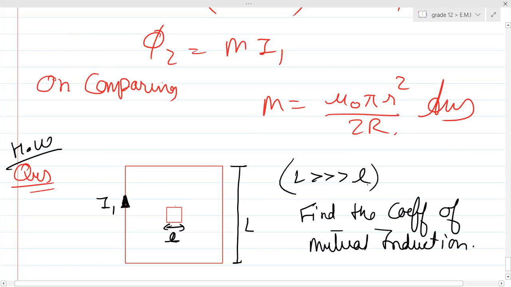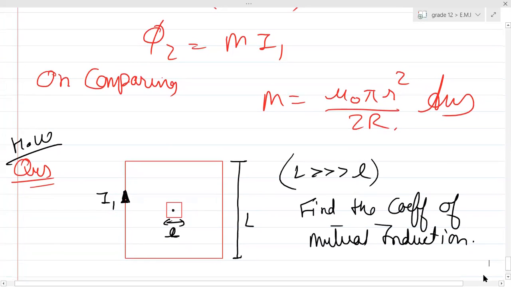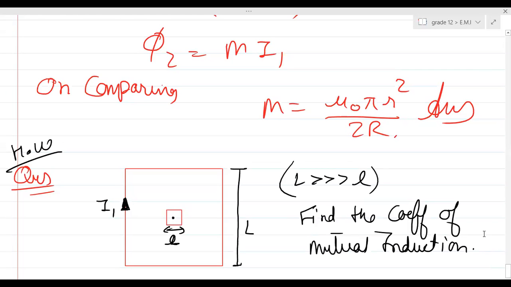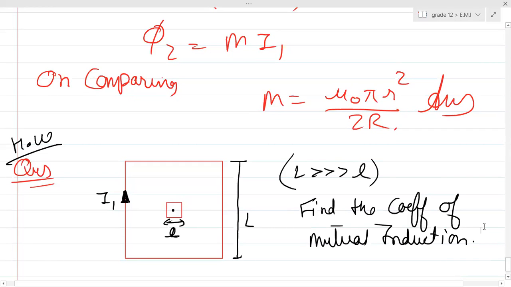And since I have taken this small l as very small, this smaller loop is very small, right? So we'll assume that the magnetic field is the same throughout the whole thing. You will consider this smaller square loop as a point. Clear? Any doubt till here? No, sir. So these are your homework questions.